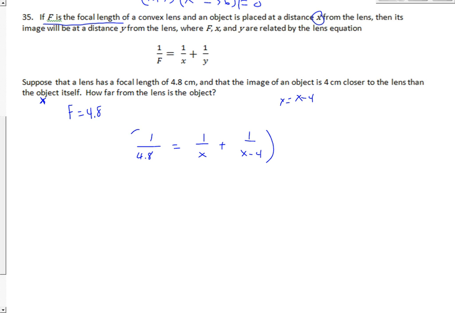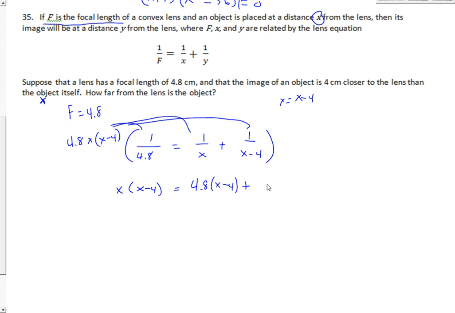We're just going to multiply by the common denominator, 4.8 times x times x minus 4. When I distribute, the 4.8 gets canceled. I'm left with x times x minus 4. When I distribute to the middle term, the x will cancel. All my numerators are 1, so I don't need to worry about that. And I'm only left with 4.8 and x minus 4. When I distribute all the way over, the x minus 4 will cancel, and I will be left with 4.8x.